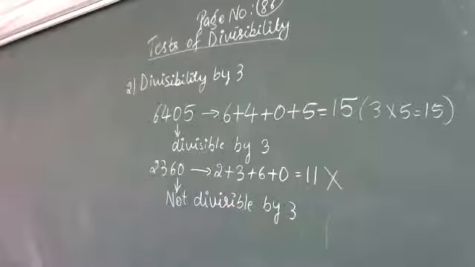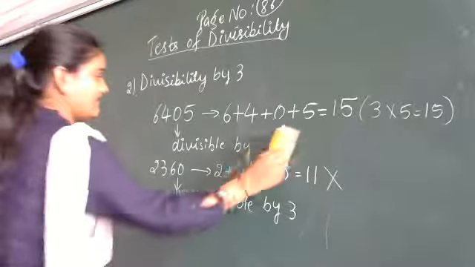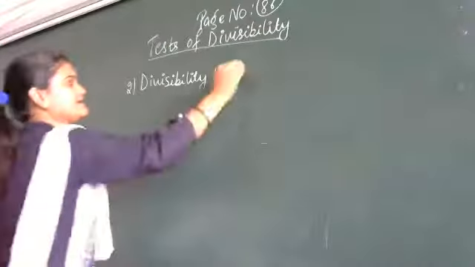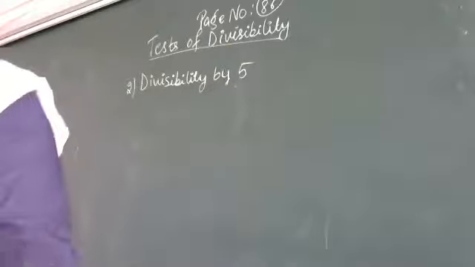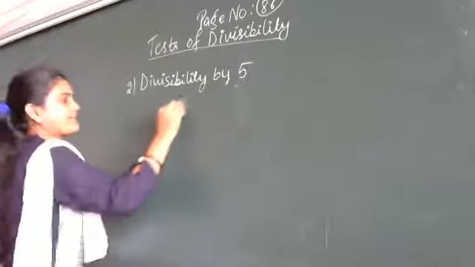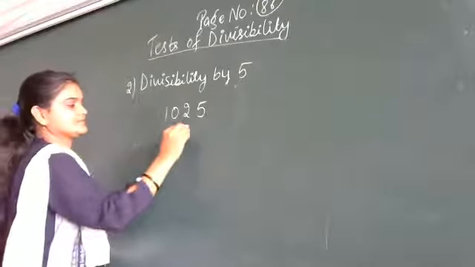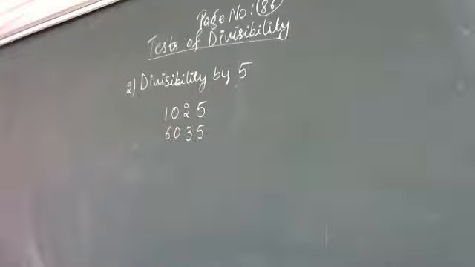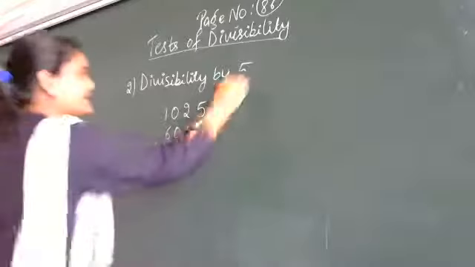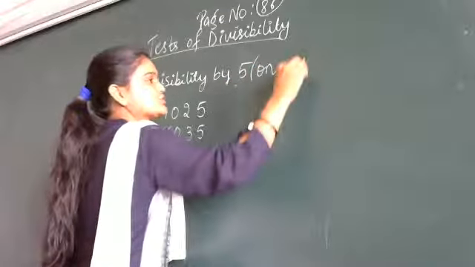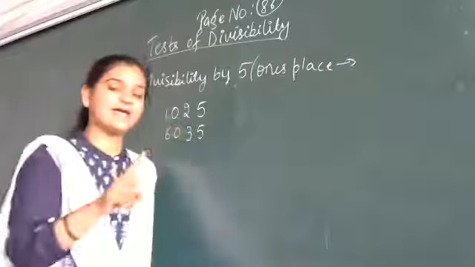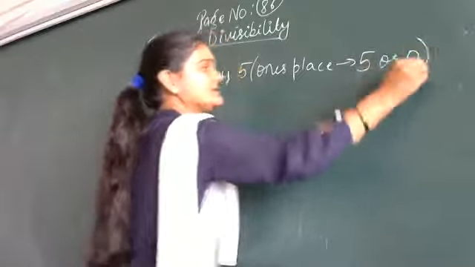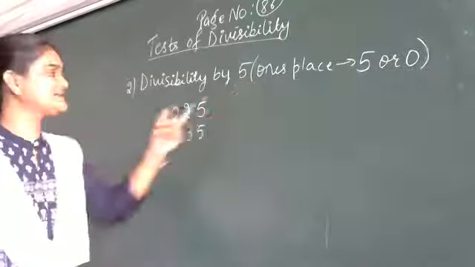The next one we will be going for is divisibility by 5. We will take a few numbers. If the ending digit, that is the digit in the ones place, should be either 5 or 0. Remember, it should be either 5 or 0. See the ones place here.